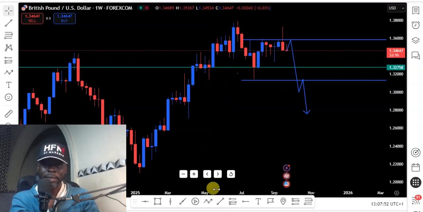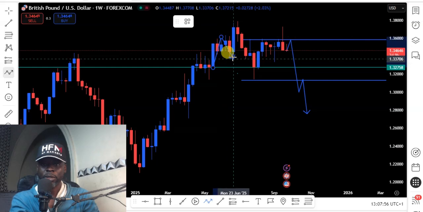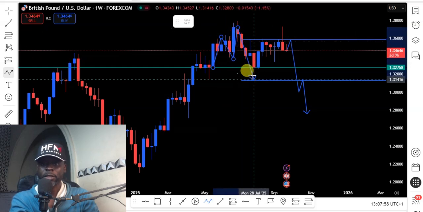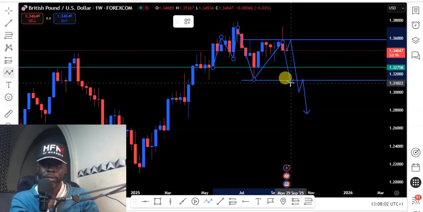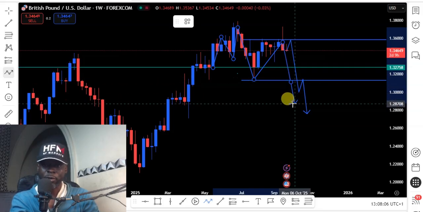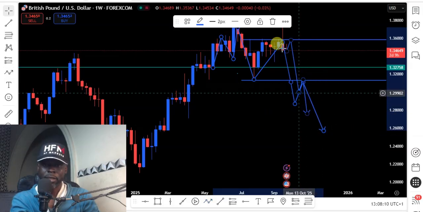Now, price closed below a higher low. You can see that price closed below this higher low, which indicates a shift in trend. So we expect the Pound USD to drop to this next support level. If price breaks this support level, we might be seeing further downside. Expect a retest to see price pushing lower for the Pound USD.